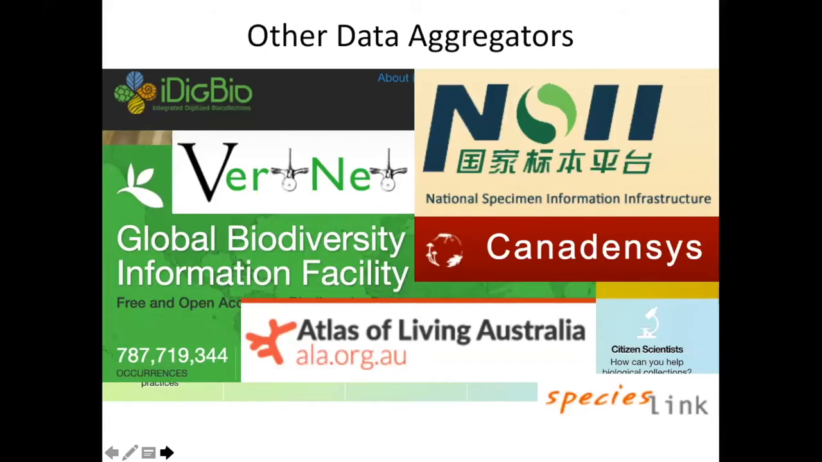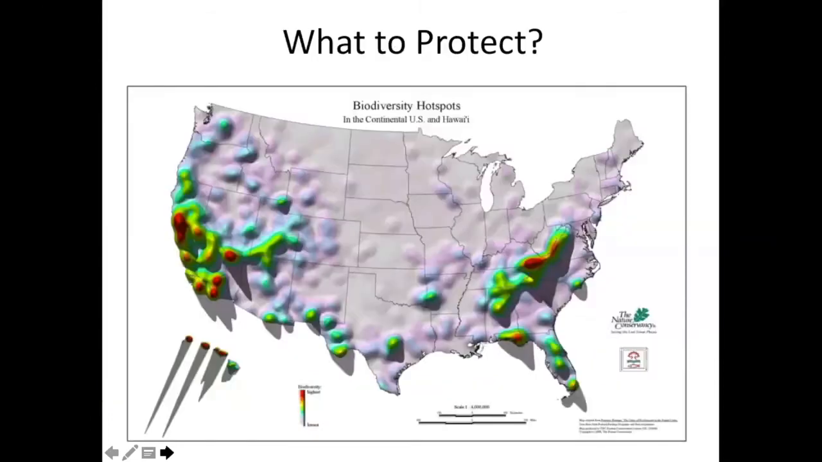And then there's a global aggregator that sort of aggregates the data from the other aggregators, and that's the Global Biodiversity Information Facility. And as a global facility, it's funded by a consortium of international partners, and the National Science Foundation contributes to its operation as well.